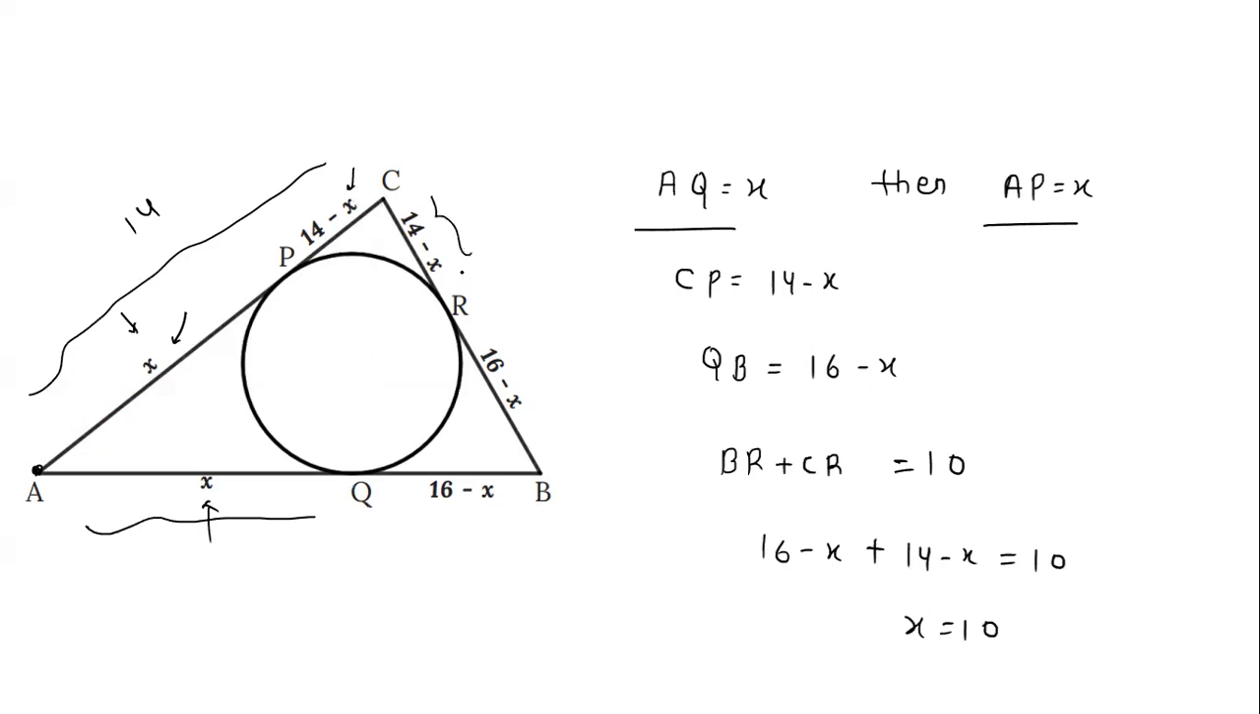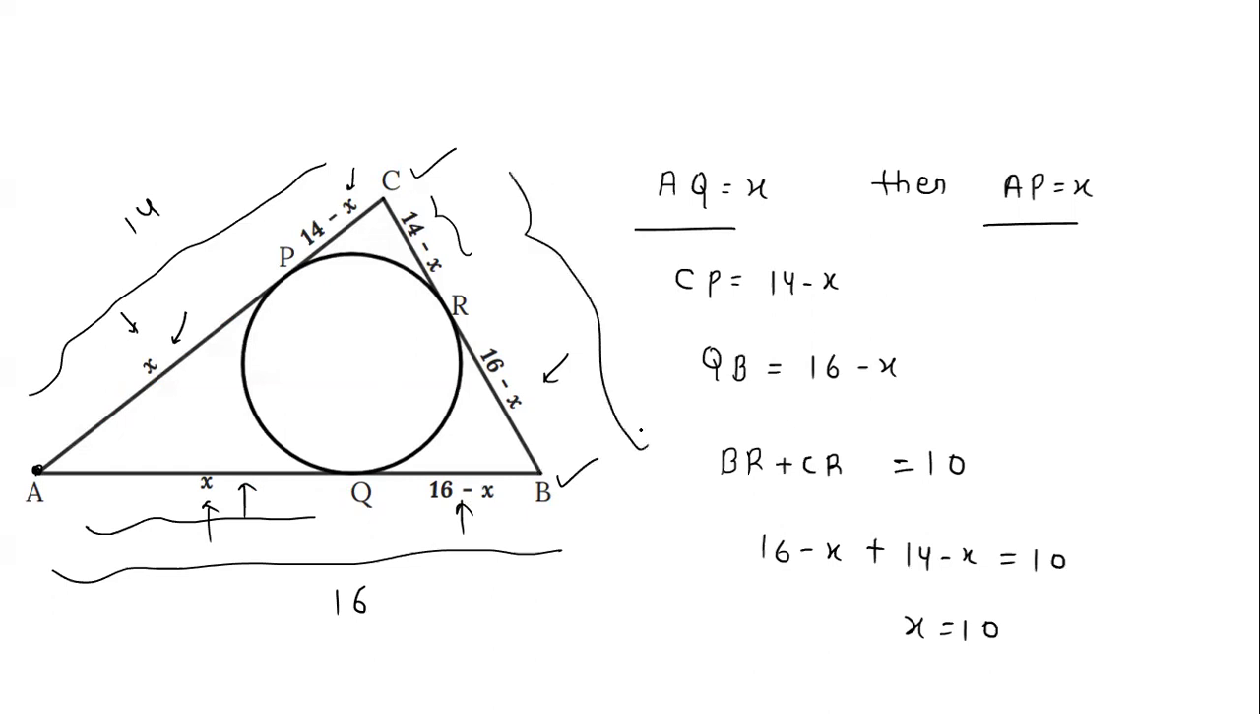So this distance CR is also 14 minus X because CP and CR are both tangent from the same point, which is C. AB is given as 16, so if this length is X, then the remaining is 16 minus X, and BR also will be 16 minus X because BQ and BR are tangent from the same point. We know BC is given as 10. So 14 minus X plus 16 minus X gives us 10, and from here we can find the X value as 10 centimeter.